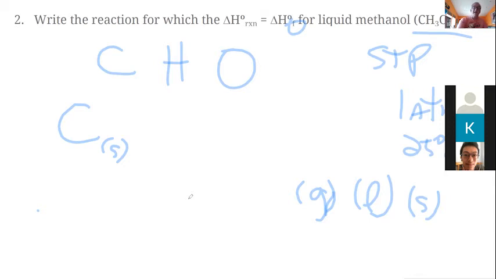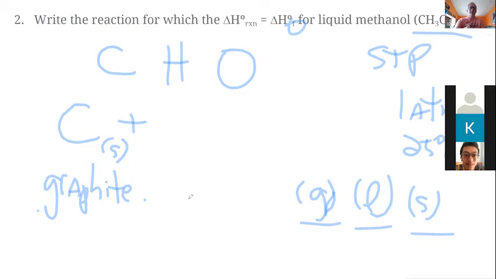Like this form, the most stable form of carbon at room temperature is graphite, like in a pencil. So we just call that C, C for carbon. It's just C by itself. What about H? Is it a gas, is it a liquid, or is it a solid? So here's our first reactant, solid carbon.